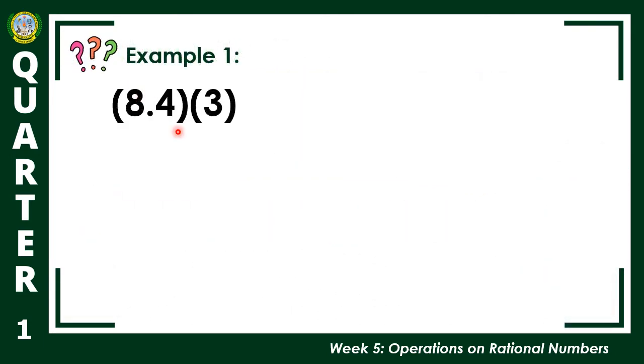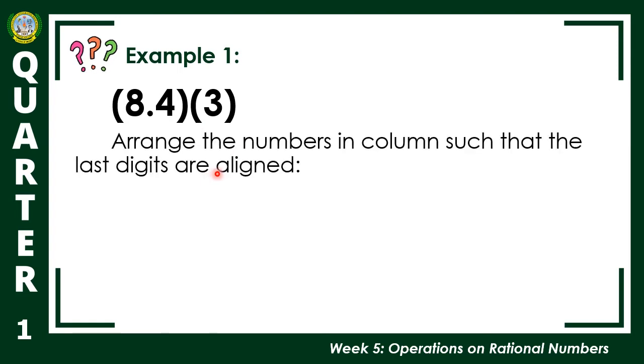First example, we have here 8.4 times 3 or positive 8.4 times positive 3. So, which means our answer will be positive po. Ano po? So, ang gagawin natin ay we have to arrange the numbers in columns such that the last digits are aligned. So, ganito po ang magiging itsura niya. 8.4 times 3. So, magkatapat po yung 4 at yung 3. Okay? So, ngayon po, i-multiply po natin sila as if we are multiplying numbers with no decimal points.